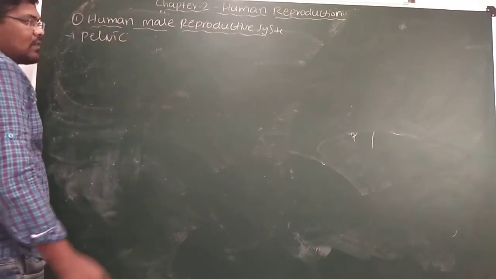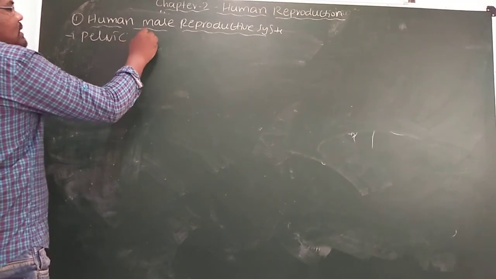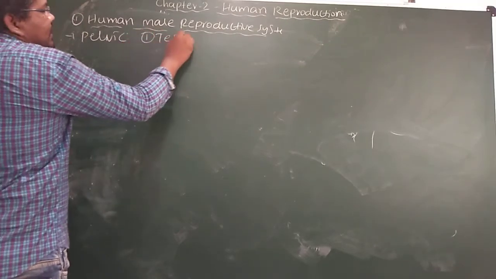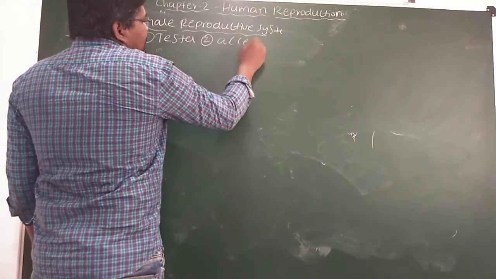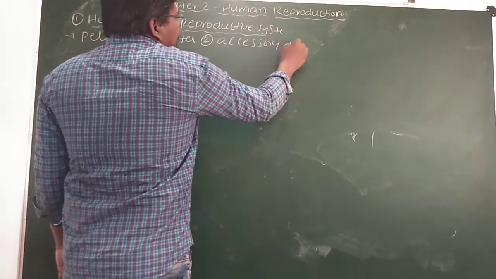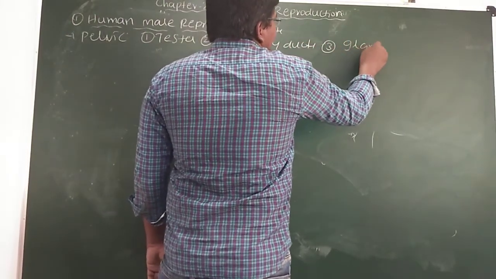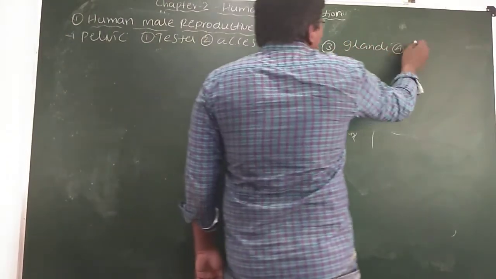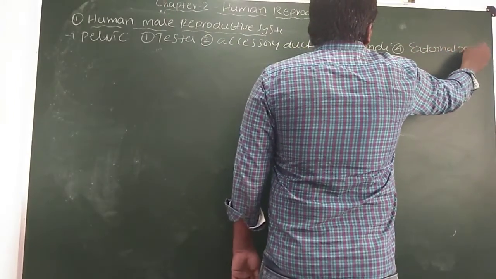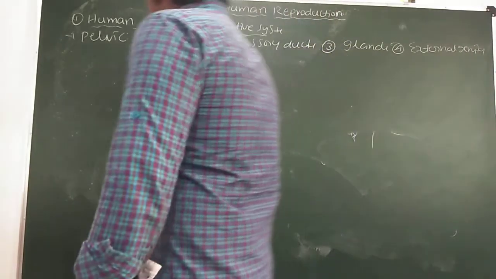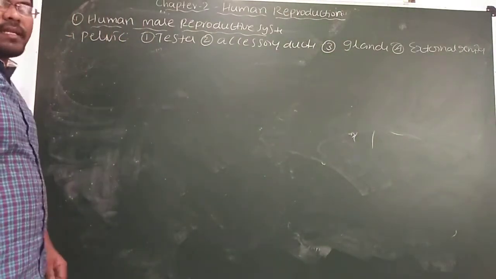If you see this human male reproductive system, it mainly contains testis, accessory ducts, glands, external genitalia. The important parts of the male reproductive system are testis, accessory ducts, glands, external genitalia.